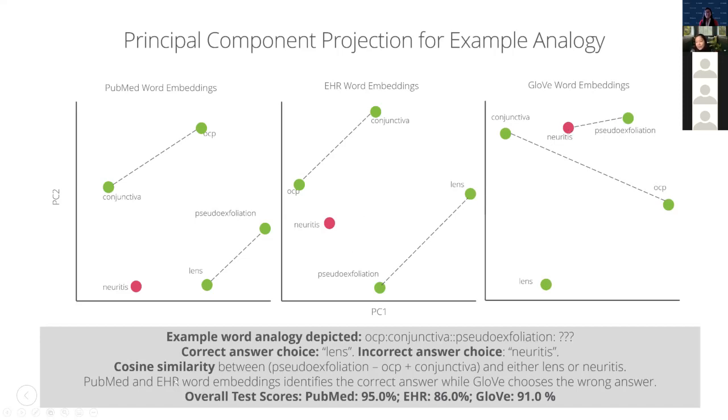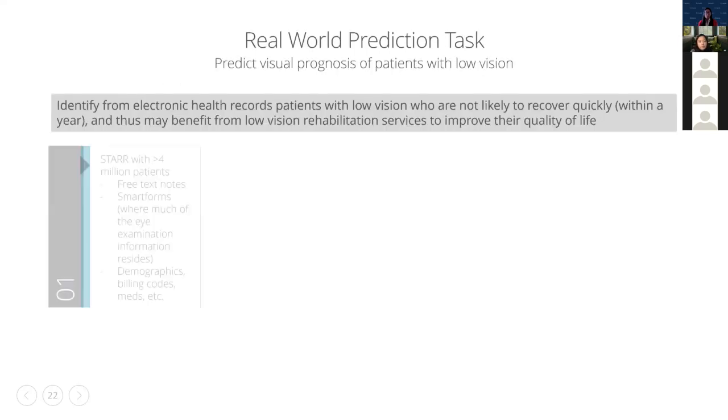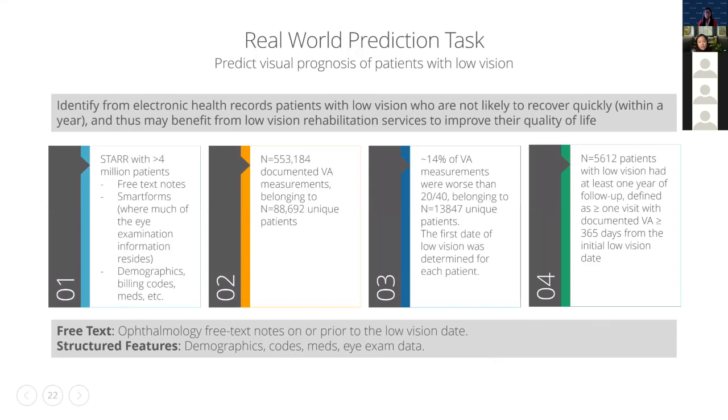So you can administer a test to the word embeddings and see how they do. Actually, the general embeddings did really well, better than I thought, but overall, I think it's a little bit better to include the ophthalmology domain-specific embeddings. So that's nice. Analogies are good, but we really wanted to test performance on an actual prediction task.